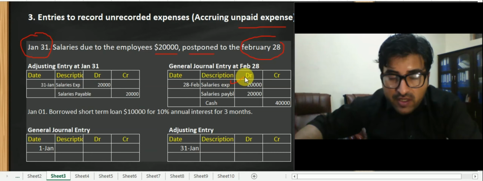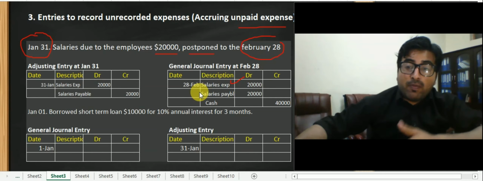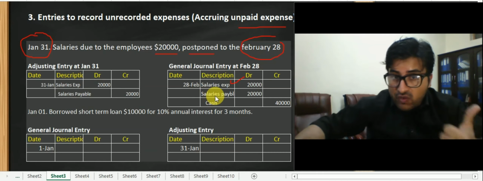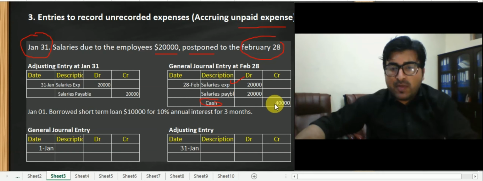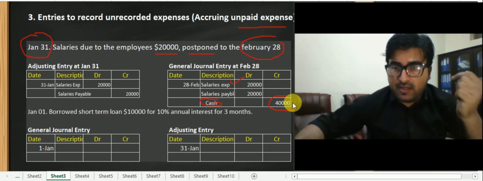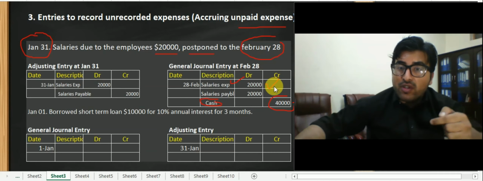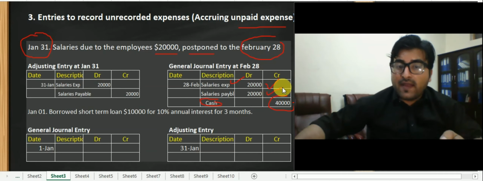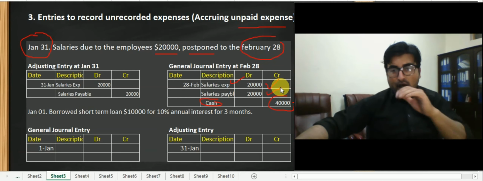Salaries expense increased for February, and also the liability of the previous month decreased. That's why it is debited, and cash we are paying, so credited. It means 40,000 cash paid in February: 20,000 is the salary expense of February, and 20,000 is the liability of the previous month we have recorded. So I hope you learned.